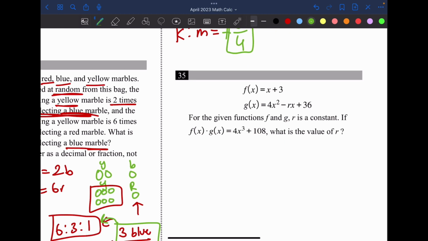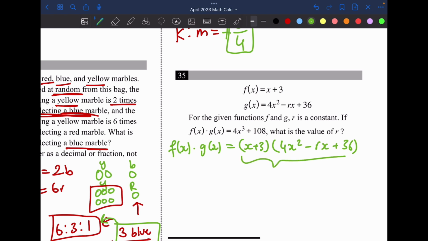Okay. Question number 35. Here we have two functions, f of x and g of x. And then it says for the given information, f and g, r is a constant. If f of x times g of x is equal to this, what is the value of r? Okay, so let's actually multiply f of x and g of x because they told us what the value of it is. Okay, so f of x times g of x is going to be equal to x plus 3 multiplied by 4x squared minus rx plus 36. This is something that was given to us in the question, so we are trying to evaluate it and see if whatever we find matches with what we got in the question.